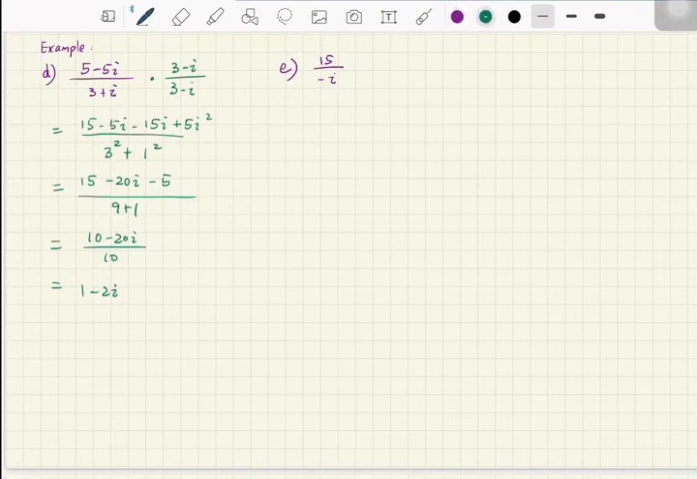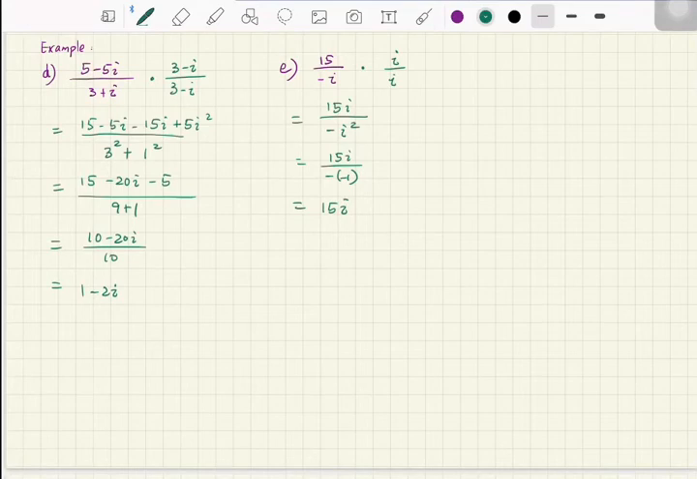To do it, I'm still going to rationalize the denominator by multiplying by the conjugate of negative i. You can think of it as i or negative i, it doesn't really matter, so I'm just going to use i. I multiply i on both numerator and denominator. On the numerator I get 15i, on the denominator I get negative i squared, and i squared is negative 1. So negative of negative 1 becomes positive. So the answer is positive 15i.